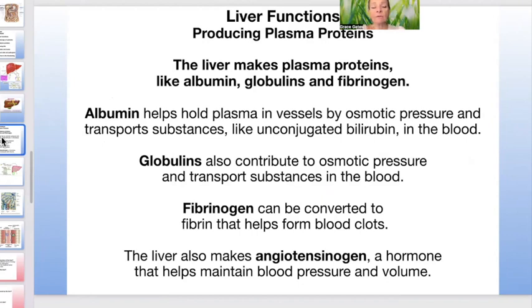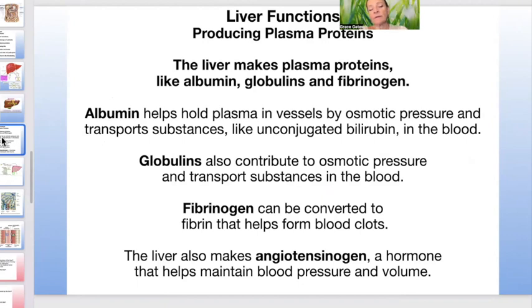So it's held by albumin, which then transports it in the blood and actually carries the unconjugated bilirubin to the liver, which conjugates it and turns it into conjugated bilirubin. Albumin is very important, both because it holds plasma in vessels and also because of its job transporting substances. It transports many substances other than unconjugated bilirubin also. Globulins also contribute to osmotic pressure in vessels and also transport substances in the blood.